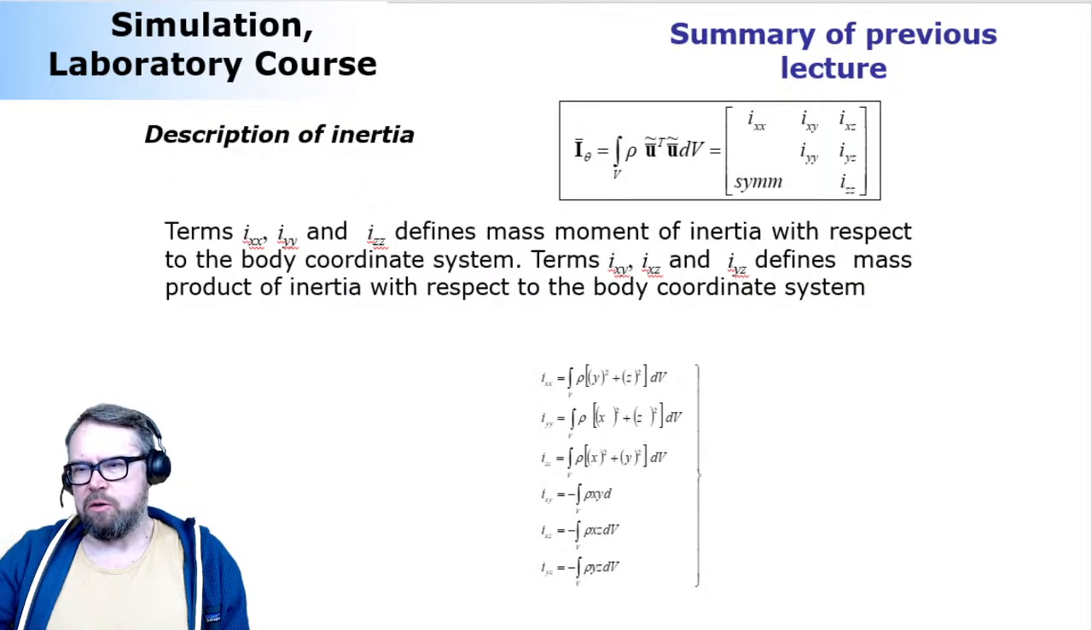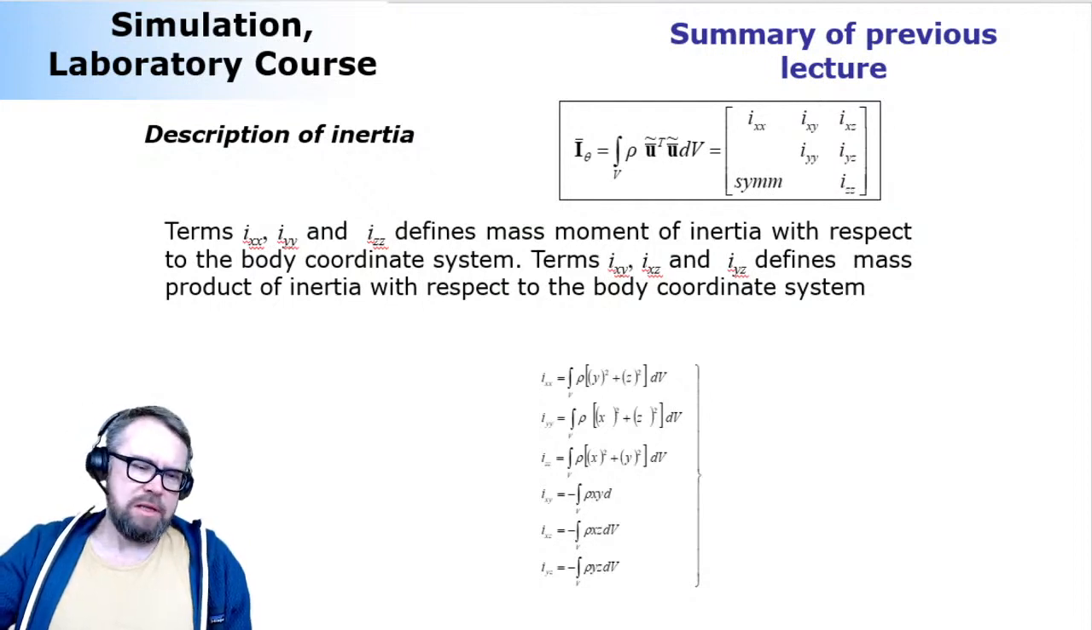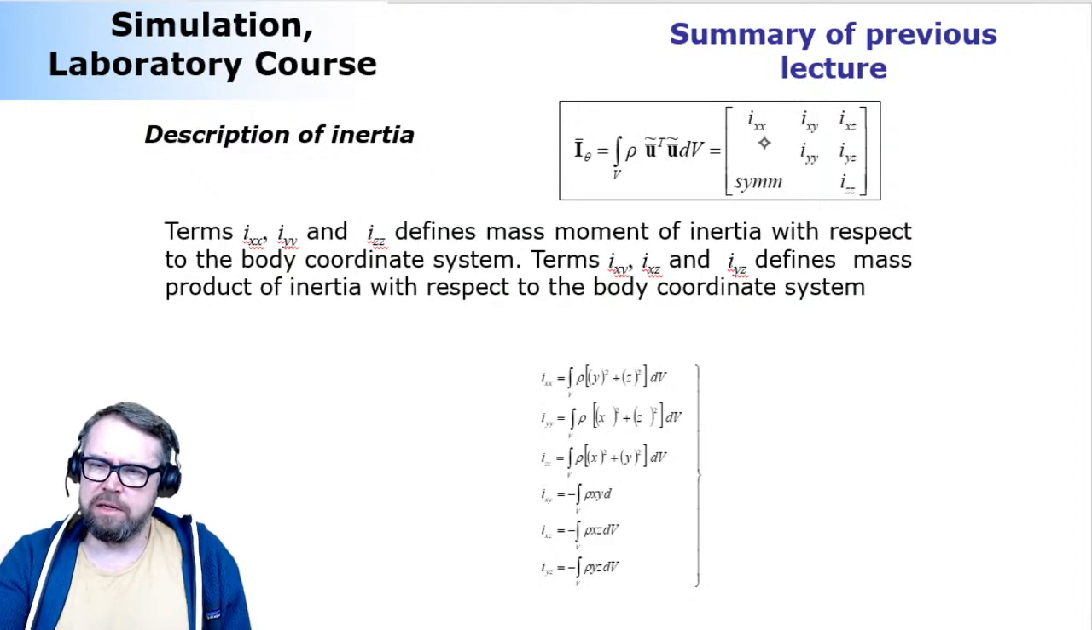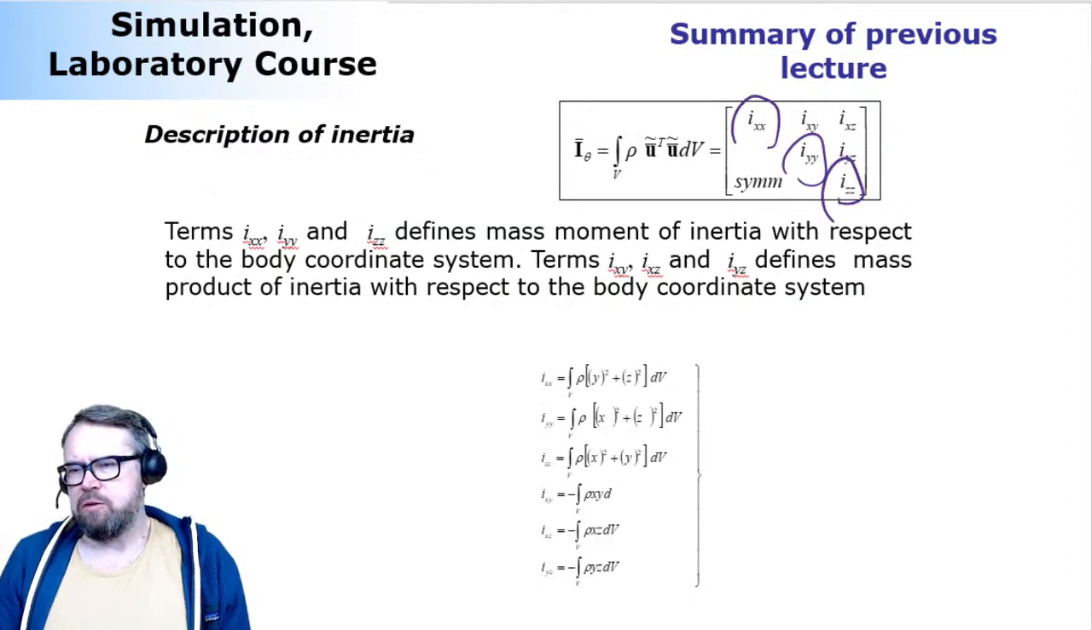Well, the inertia tensor consists of two different kinds of components. Those are mass moment of inertia and mass product of inertia. Mass moment of inertia always has positive values, and those are located in the diagonal components here. And the off-diagonal components are the mass products of inertia. Those can have positive or negative values, depending on how you set your body reference coordinate system. Okay. So that's about three-dimensional multi-body system dynamics.